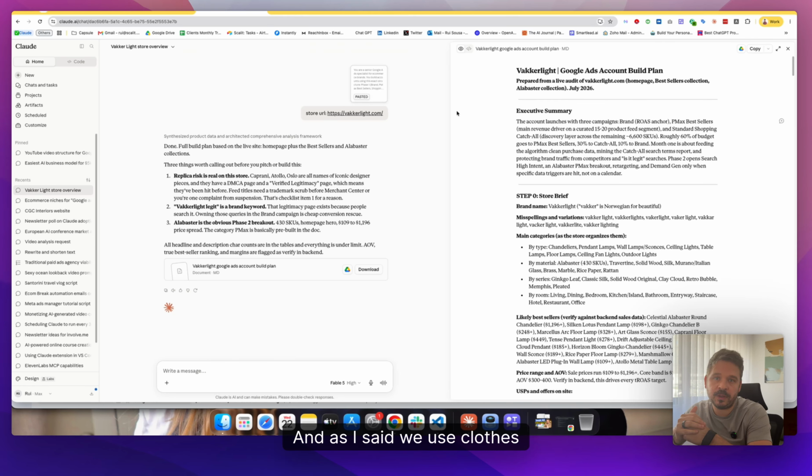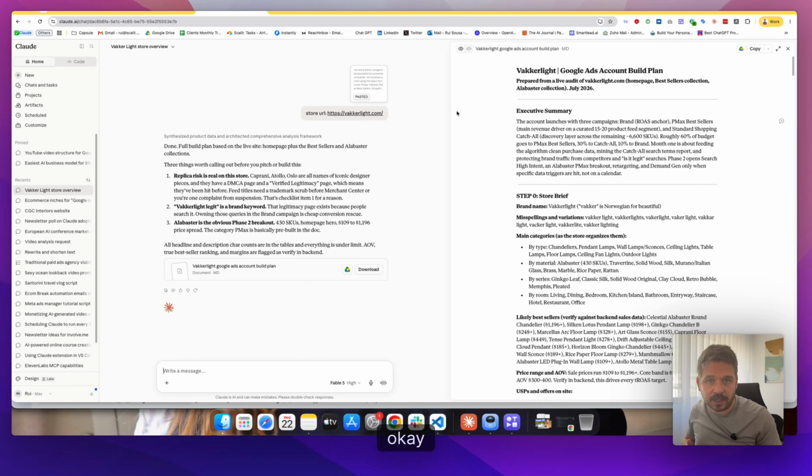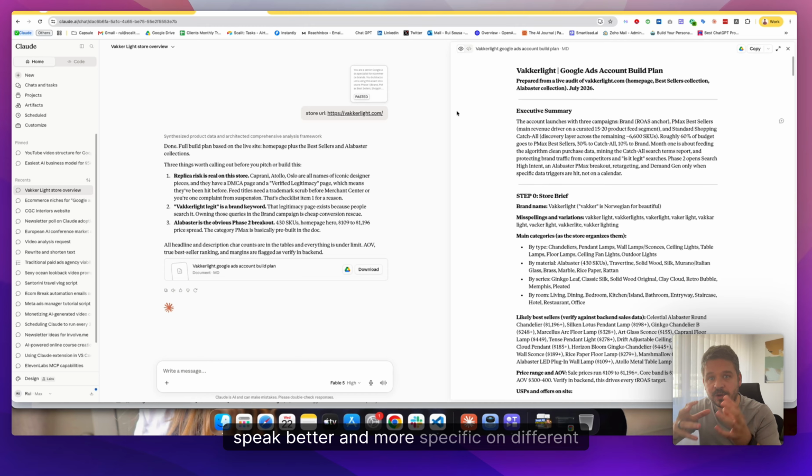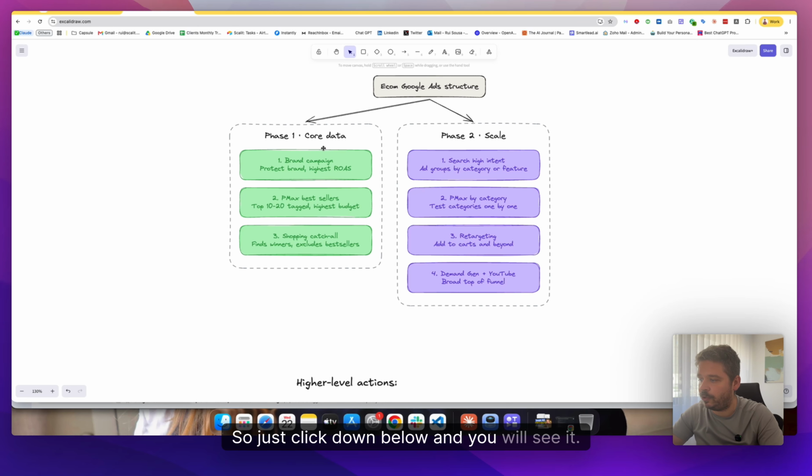As I said, we use Claude and AI a lot to do copy and pain point analysis, because we need to take advantage of AI, guys. Some people are on the fence, but you need to be using AI, okay? Because AI allows you to test more, be more specific on pain points, speak better and more specifically on different occasions, and you can run multiple variations and more volume to test and give Google more data. So it's really important for you to use AI. We use AI in our agency and on our clients. And again, this prompt is for you for free, so just click down below and you will see it.